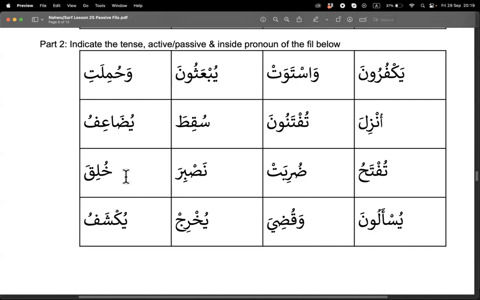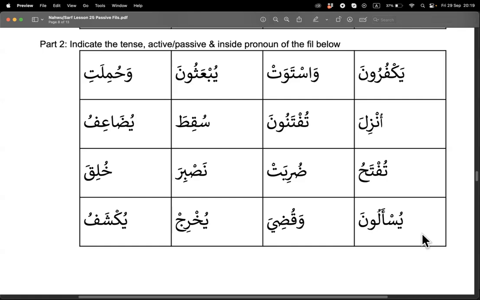Next one, khuliqa. Khuliqa is fi'il madhi. And then the pattern of this one is majhul. Good. And then the naibul fa'il will be huwa. Good. Next one, yus'aluna.